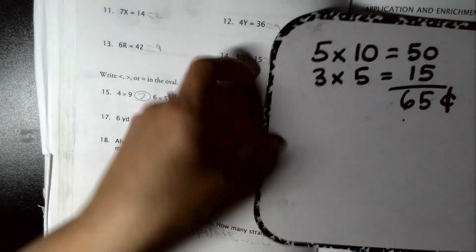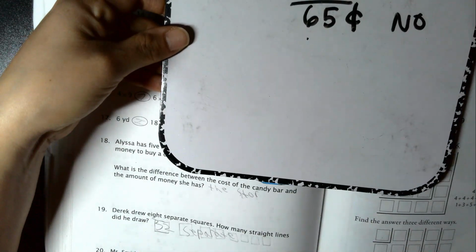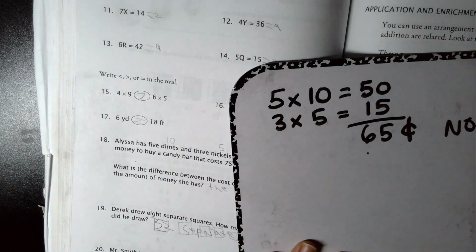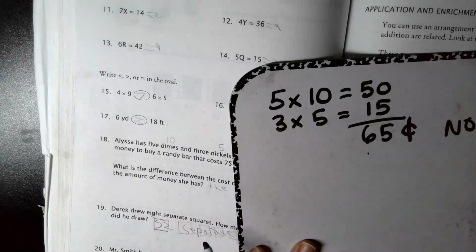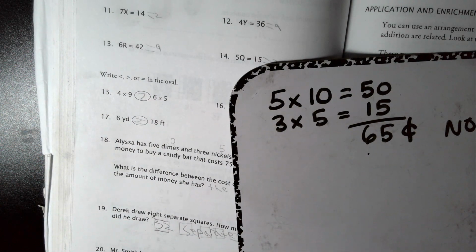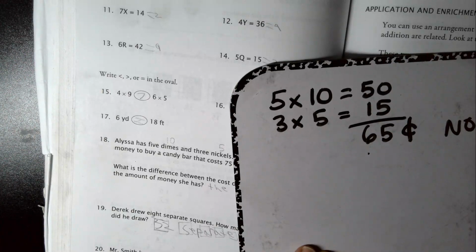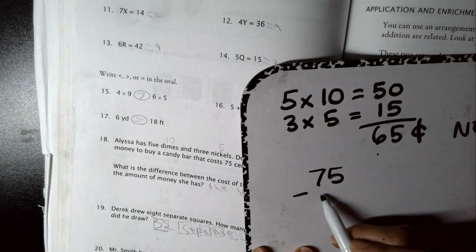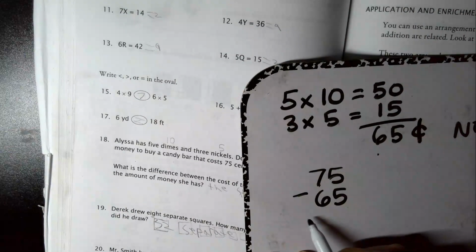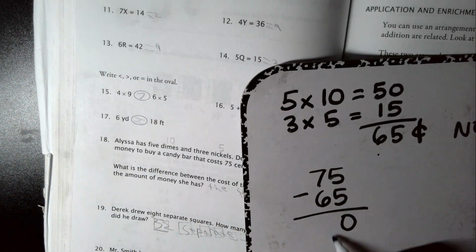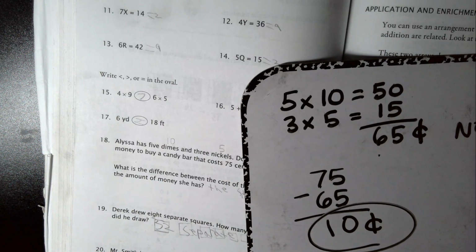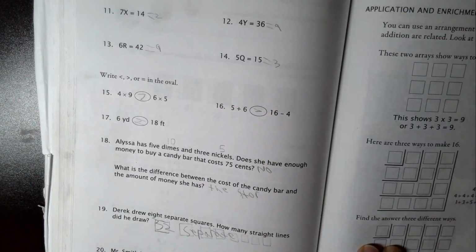And then it says, what is the difference between the cost of the candy bar and the amount of money that she has? Okay, what's the difference? When any of these problems say the difference, it means subtract. It always means subtract. I can't think of any problem where the difference does not mean subtract. So when you're finding the difference, you know that the candy bar is 75. Alyssa has 65 cents. So when we subtract this, what's the difference? 10 cents. The difference between those two numbers is 10 cents.